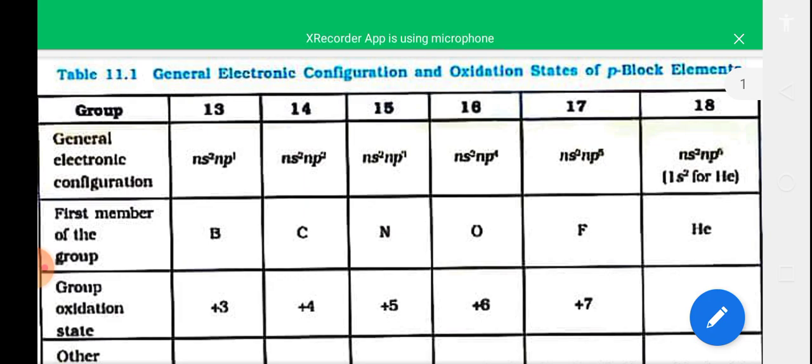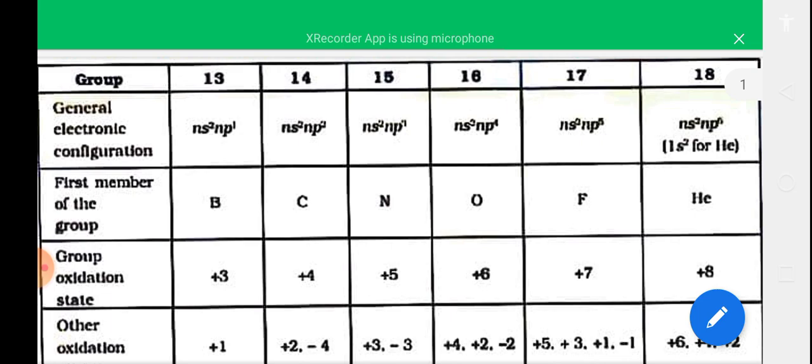six groups, we have already studied group 13 and group 14 in class 11, and in class 12 we have to read about group 15, 16, 17 and 18. These four groups are given in class 12. Okay, group 15, 16, 17 and 18. Group 13 and 14 you have already studied in class 11.